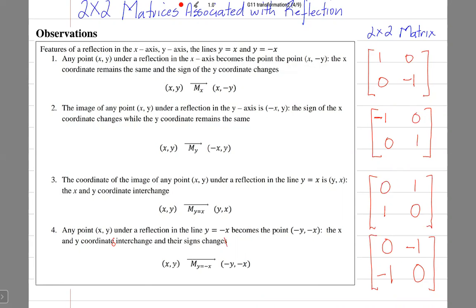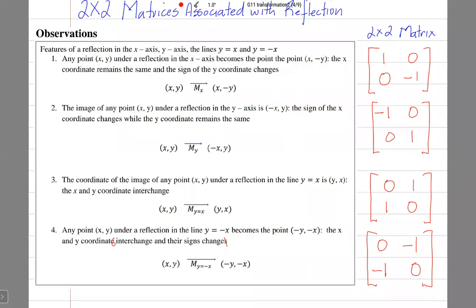What we need to be able to do is remember them, or if we can't remember them, we need to be able to derive them. All right? All right, let's go on to the next page.